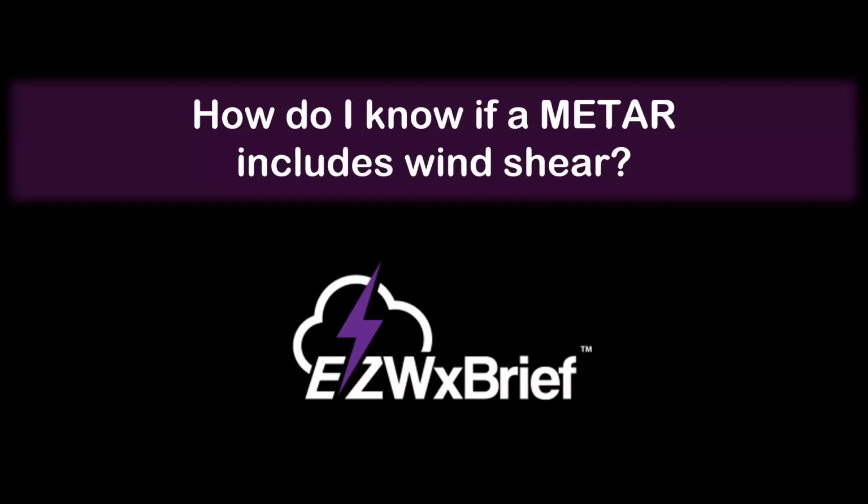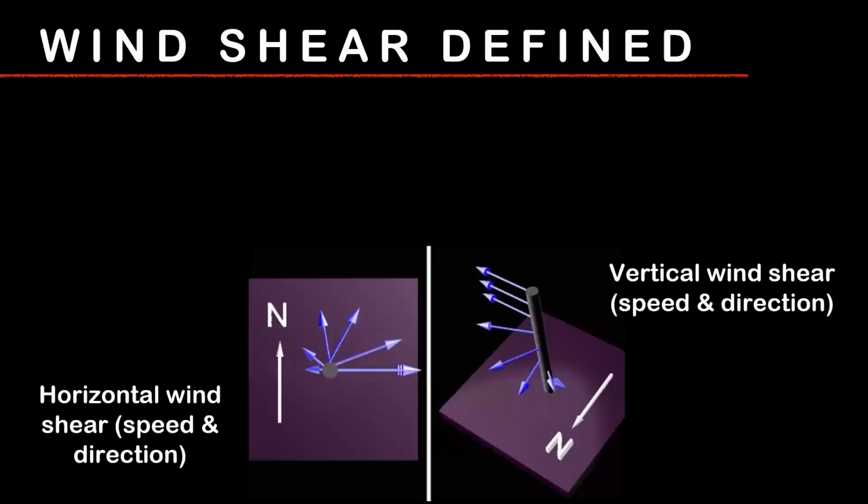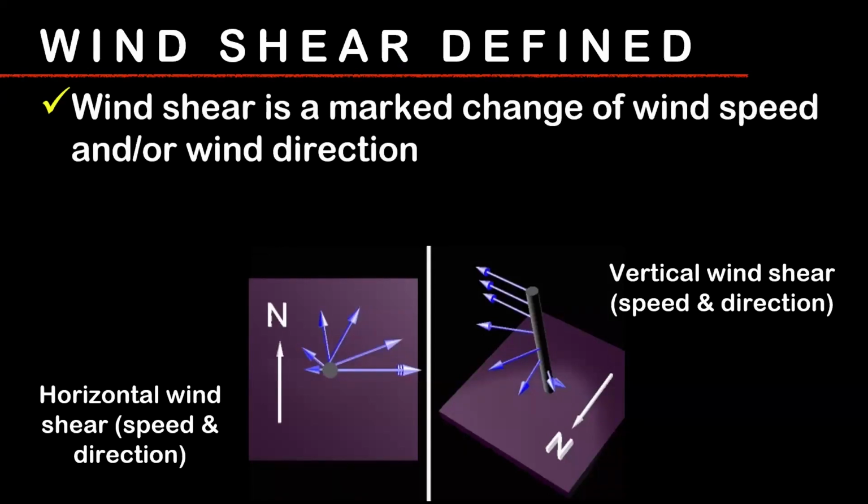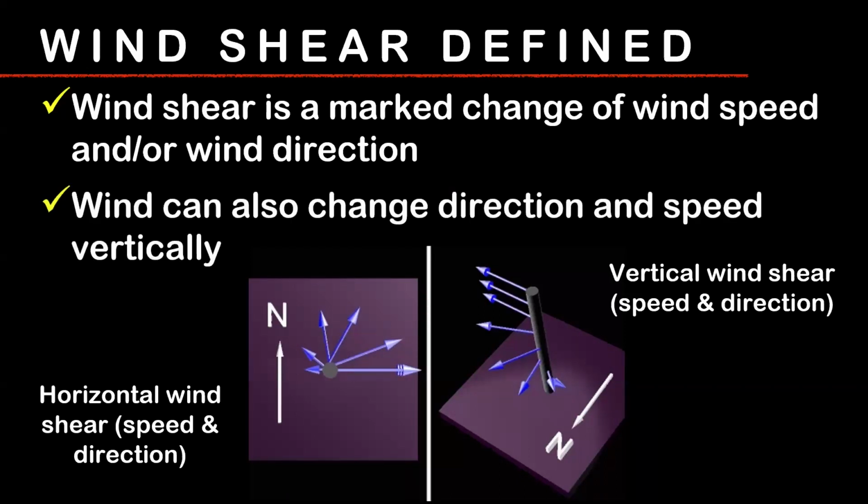So another question we got was, how do I know if a METAR includes wind shear? Well, first of all, let's define what wind shear is all about. Wind shear is a marked change of wind speed and/or wind direction, by definition. And the wind can change direction and speed vertically as well.